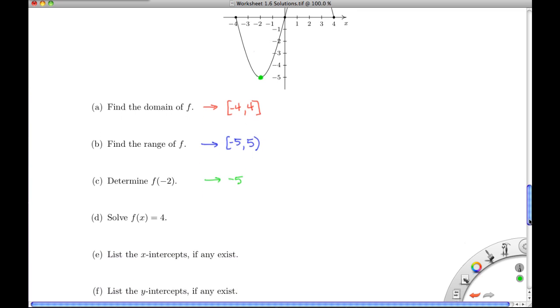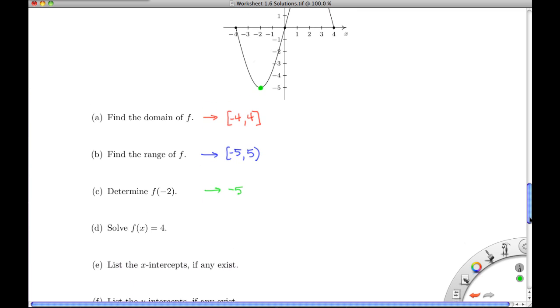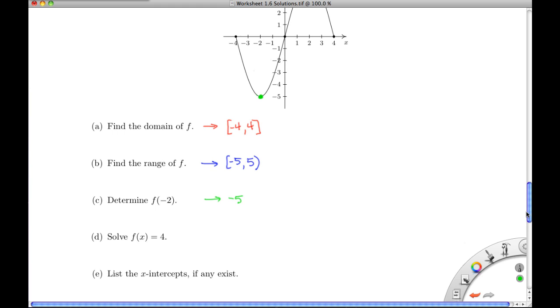Okay, so part D, solve f of x is equal to 4. Now this is kind of the reverse of what we just did. This is saying, well, we need to know for what value x is y equal to +4. So let's go ahead and write that out just so we're clear. So for what x is y, basically the value of our function, equal to +4. So that's what we want to figure out.